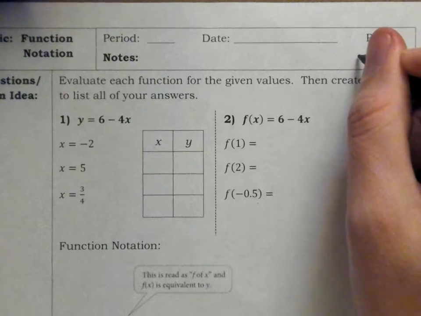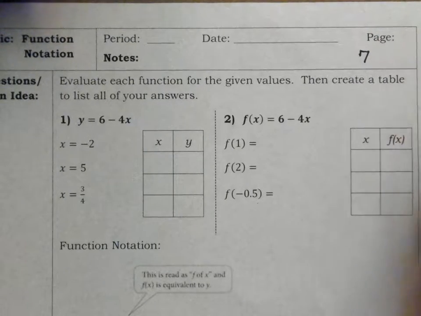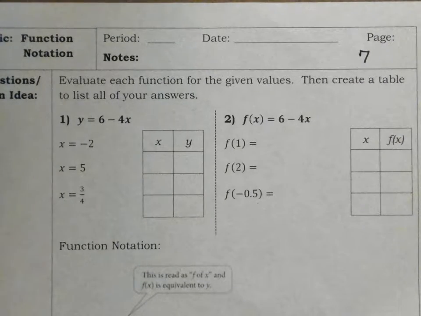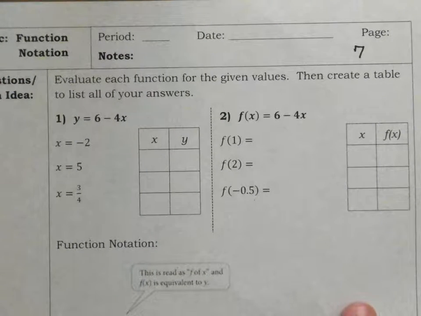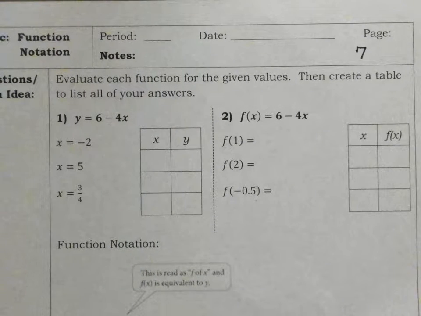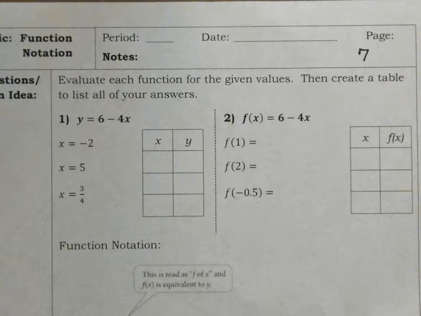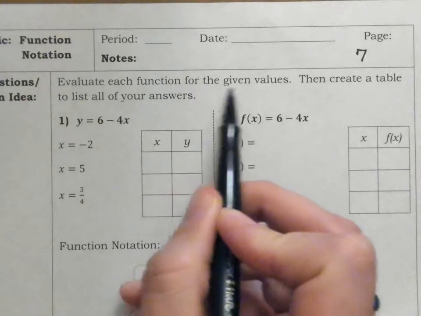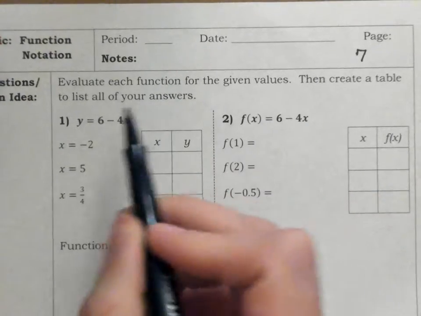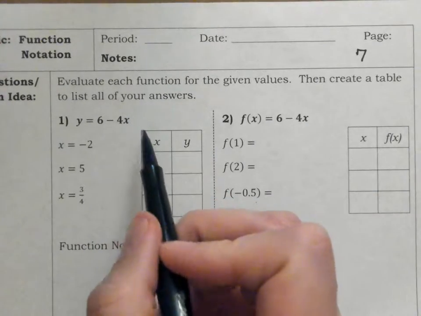Alrighty, this is page 7 of your notes. And today we're going to talk about function notation. So, function notation is really just a fancy way for us to substitute numbers in. And it just looks funny. So it says evaluate each function for the given values, then create a table to list all of your answers.